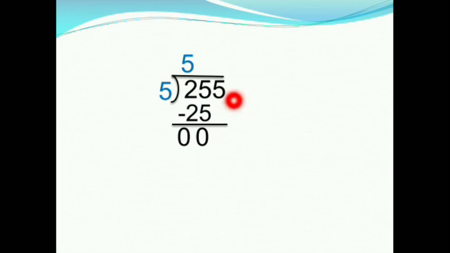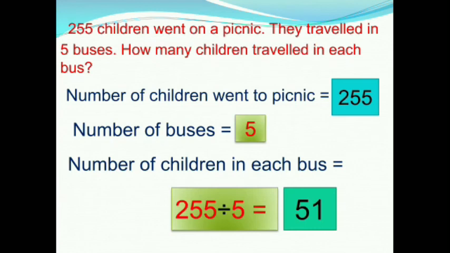Next we should take the third digit, that is 5, and write it here. It becomes 5. 5 ones are 5. Write 1 in the quotient place and write 5 below 5. Now we should subtract 5 and 5. 5 minus 5 is equal to 0. Therefore 255 divided by 5 is equal to 51. Therefore 51 children travelled in each bus.